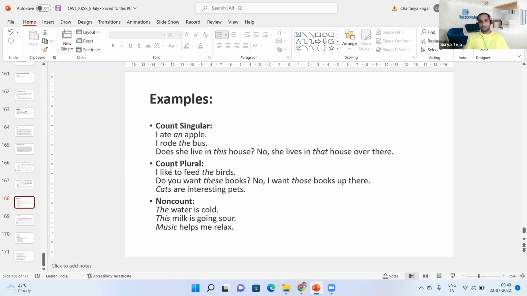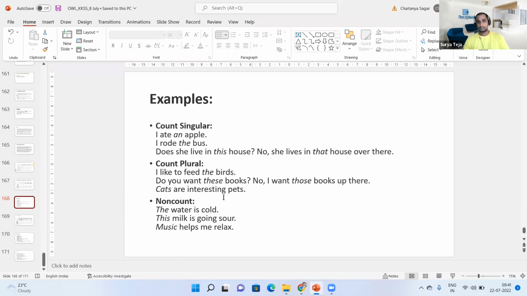So in the case of count nouns which are pluralized, if you see, I like to feed the birds. Because there could be many animals, you're talking specifically about one thing, in a context where birds are being discussed. You are being very specific here. That is the reason why you have used the here, because it is used in a specific sense. Do you want these books? Books is a plural noun. So that's why we have used these. You are talking specifically about these particular books which the people in the discussion are discussing. No, I want those books. So these and those are appropriate here.